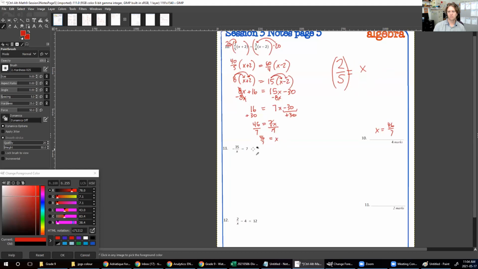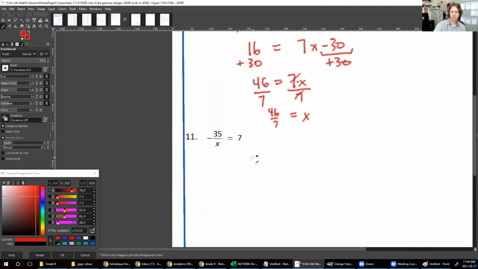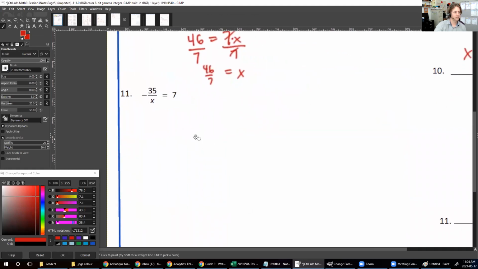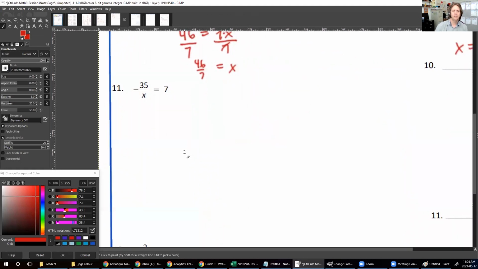Here, sorry, I will come back to that screen here in just a moment. Here we have x on the bottom. How do we get rid of that? That's weird, we don't often see this. What we can do is multiply both sides. Let's multiply it by x.